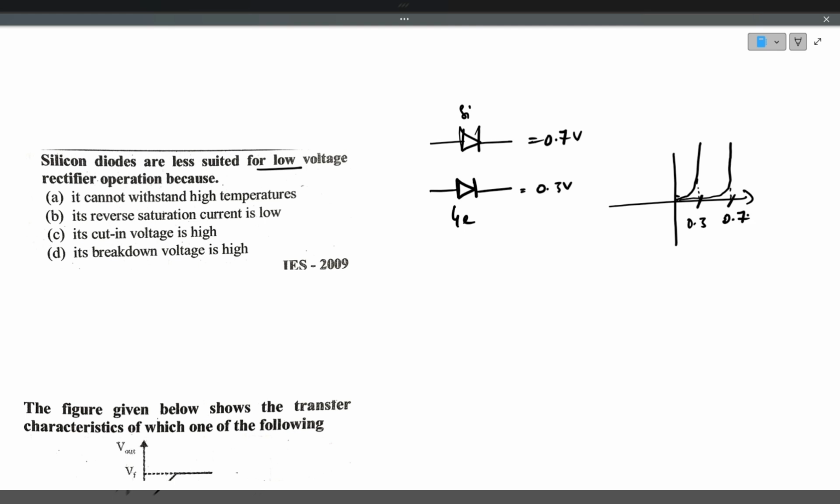So for a low voltage, if you use a silicon diode, there will be a higher voltage drop. Silicon diodes will give higher voltage drop at low voltages. So most of the voltage will be dropped. So they are not suitable for low voltage rectifiers because they have a higher cutting voltage. 0.7 volts will be dropped. Okay. Germanium can be used for low voltage. But if the input voltages are less than 0.3 volts, then germanium also will not function. What will be useful? You have to use op-amp rectifiers, operational amplifiers.